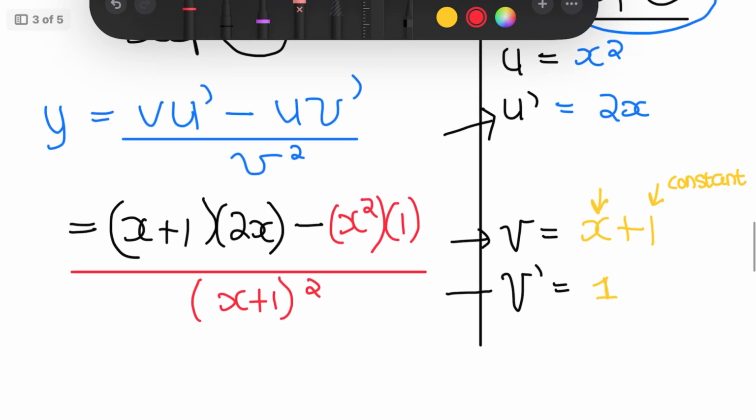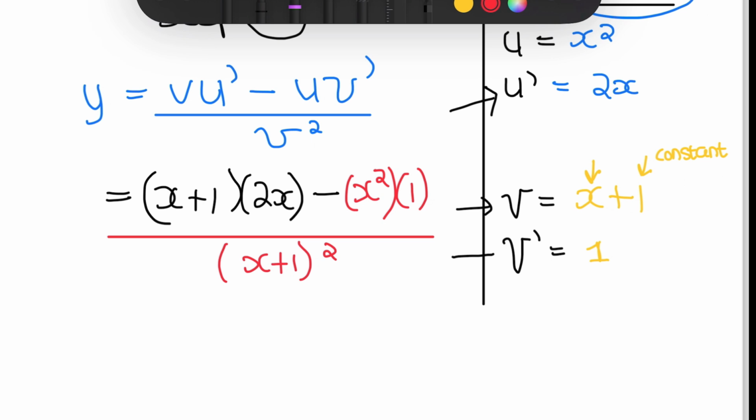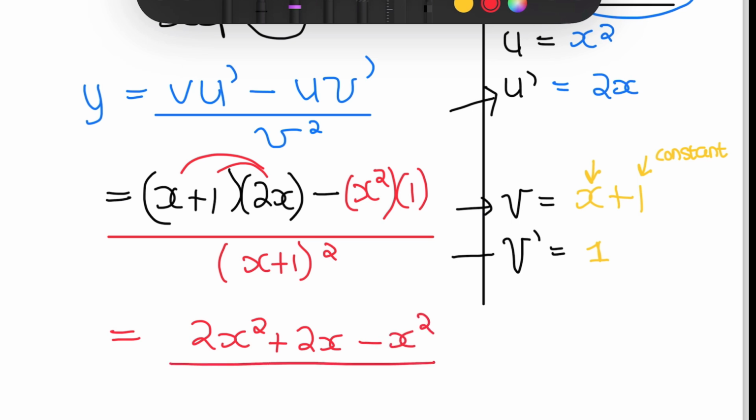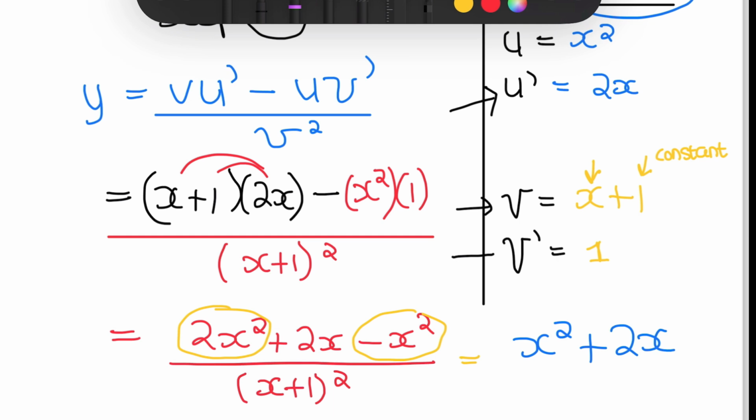All divided by v squared, and in this case my v is equal to x plus 1, and I simply square it. Once we do our expansion and simplification, we're going to get 2x squared plus 2x minus x squared, all divided by x plus 1 squared. And once we add and subtract like terms over here, we're going to end up with x squared plus 2x, all divided by x plus 1 squared. And there you have it.